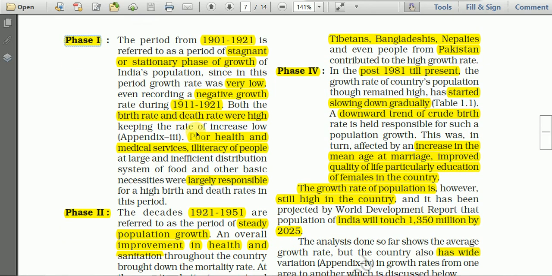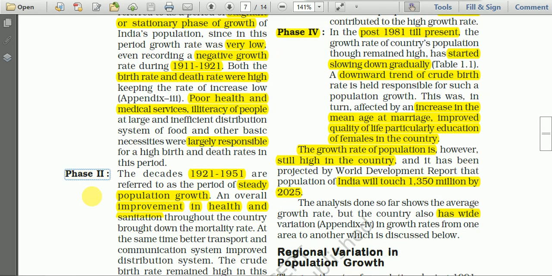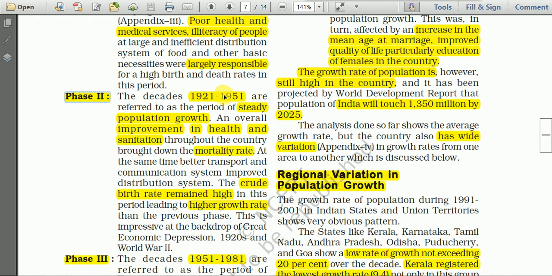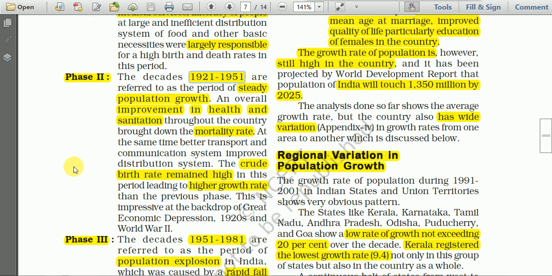So next we have phase 2. The decades 1921 to 1951 are referred to as the period of steady population growth. Overall improvement in the health and the sanitation throughout the country brought down the mortality rate. So during these decades, the death rate declined considerably due to an overall improvement in the health and the sanitation throughout the country.